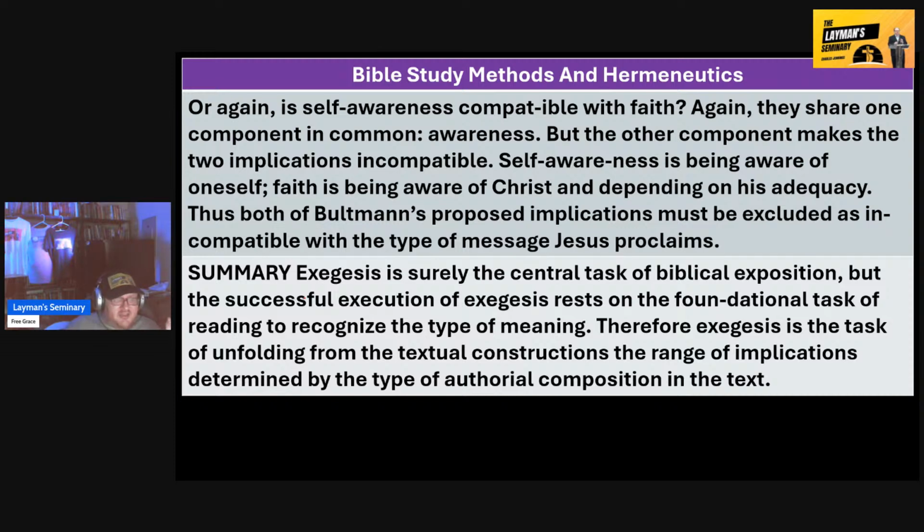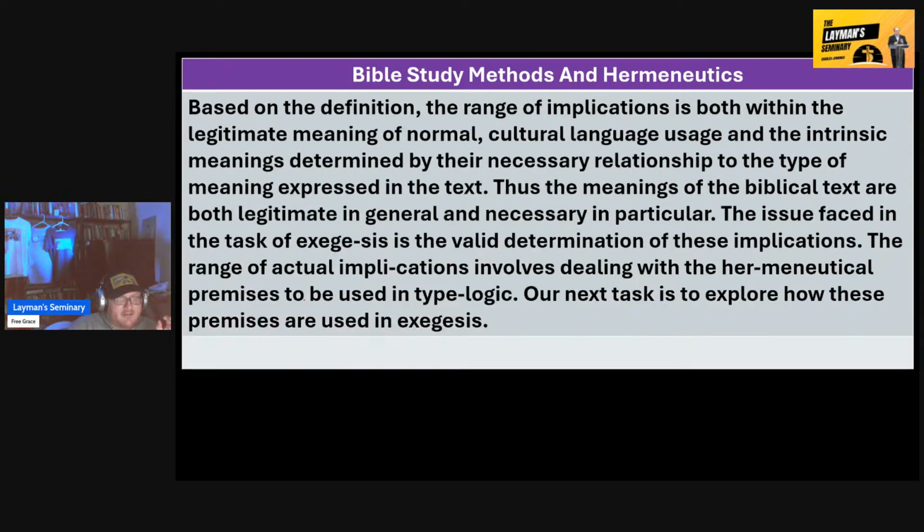Summary: exegesis is surely the central task of biblical exposition, but the successful execution of exegesis rests on the foundational task of reading to recognize the type of meaning. Therefore, exegesis is the task of unfolding from the textual constructions the range of implications determined by the type of authoritative composition in the text.